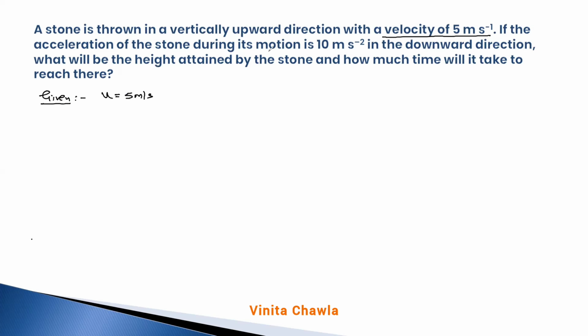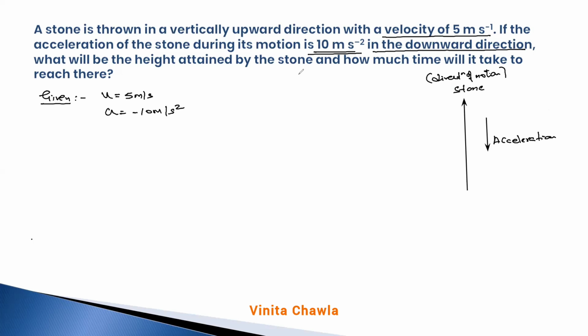If the acceleration of the stone during its motion is 10 meter per second square in the downward direction, it will be negative. Because see, stone is moving in upward direction. So this is the direction of motion, and acceleration is acting in downward direction, opposite to the direction of motion. So if acceleration acts opposite to the direction of motion, then we take a negative sign. So we'll take minus 10 meter per second square in the downward direction.